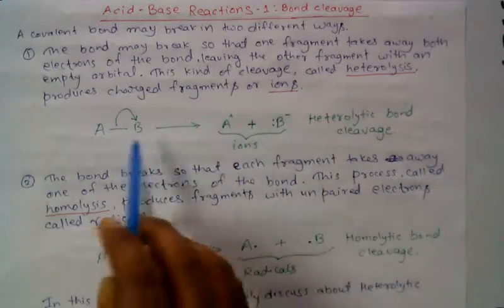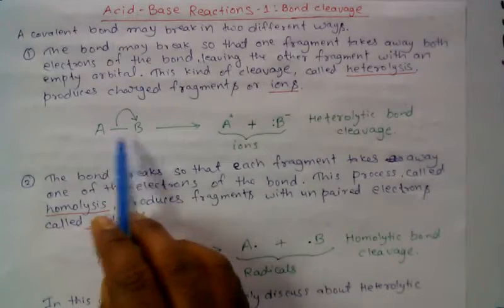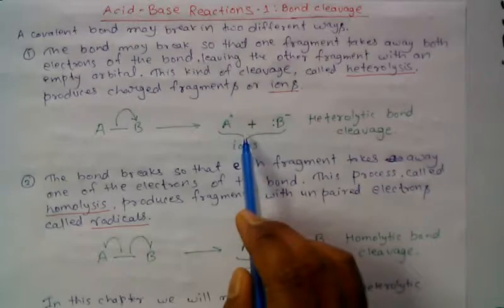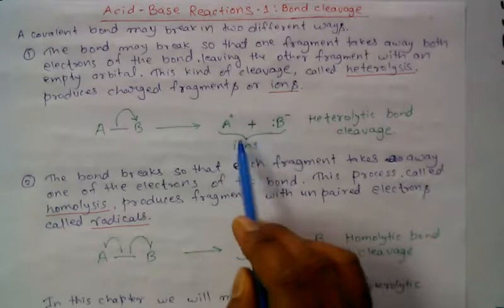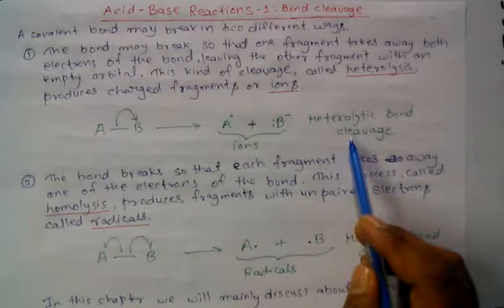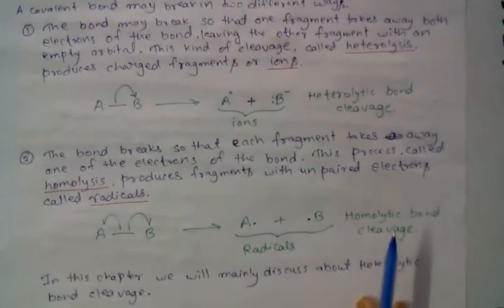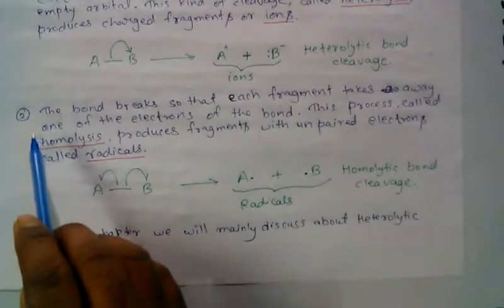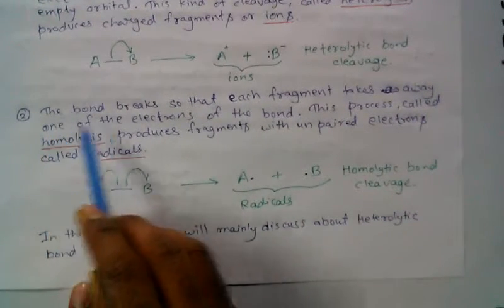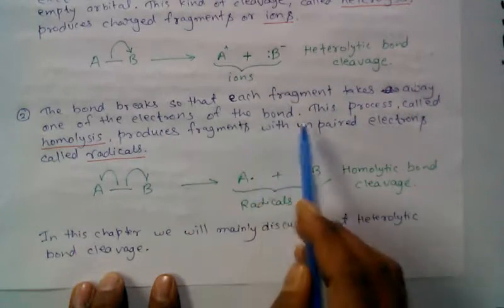As you can see here, before the cleavage these two are bonded together with no charge, but after the cleavage we got ions, that is, charged fragments. So this is heterolytic bond cleavage. Now the second way in which a bond can break is homolytic bond cleavage. The bond breaks so that each fragment takes away one of the electrons of the bond.